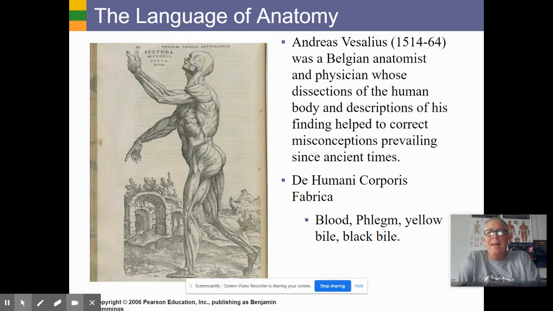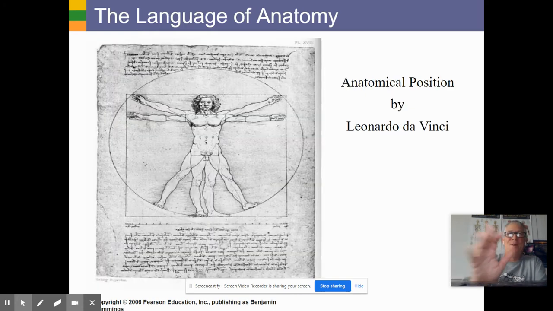He wrote a book called De Humani Corporis Fabrica. I think that's how you pronounce it. But that is the fabric, or the structure, of the human body. I love the way he put that.